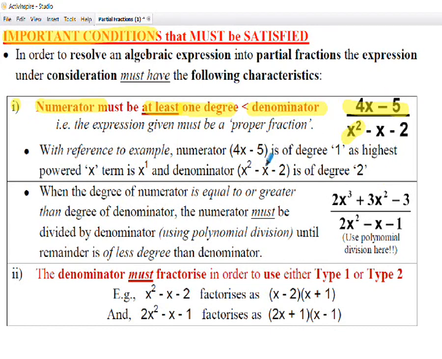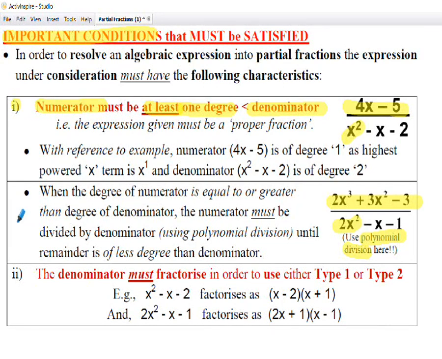In this example here, the condition is not satisfied because in the numerator we have an x cubed and in the denominator we have an x squared. So we would have to use something like polynomial division first of all to reduce the order of the numerator before we could use our partial fractions method. But you will not be asked to use polynomial division within this presentation.